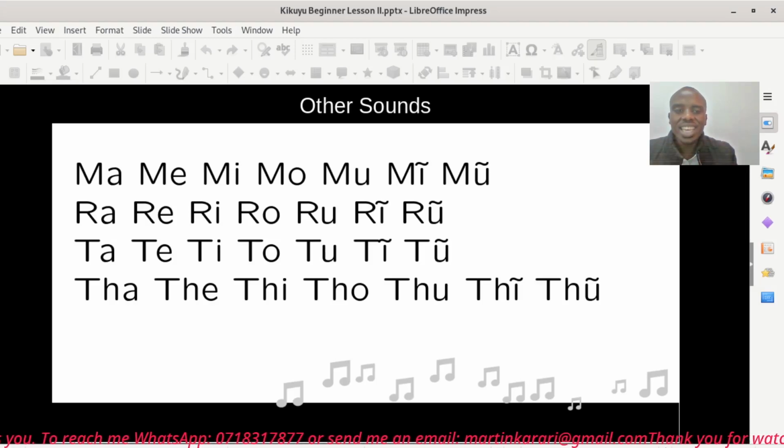Ta, te, ti, to, tu, te, to. An example of a word is ta, ta, that's aunt. Okay, your auntie. Let's go to the next. Tha, the, thi, tho, thu, the, tho. Okay, you get it? So, an example word is the, which means earth. Or down, okay? Another is the word for enemy. Okay, our enemy. Let's go.